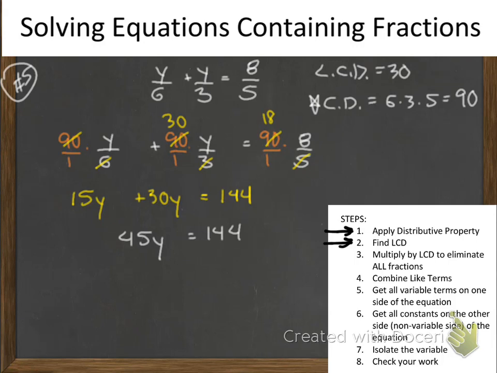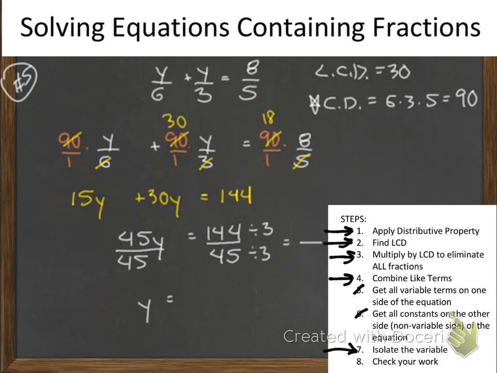Going back to our steps, I multiplied by the LCD, this is step 3, then I combined my like terms, and I didn't need to move my variables or the constants, so now we're just down at step 7, which is to isolate the variable. We're going to isolate our variable by dividing by 45. Unfortunately, remember, we do have to reduce this. So what goes into both 144 and 45? One thing that I notice will go into both is a 3.